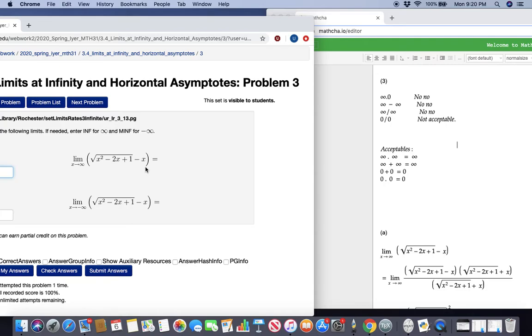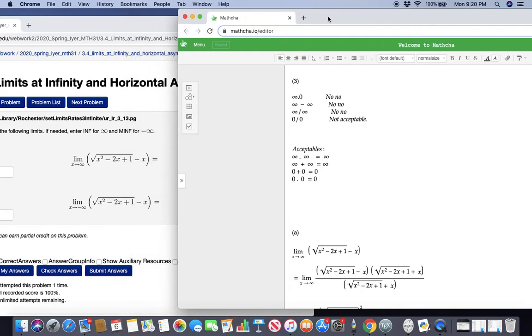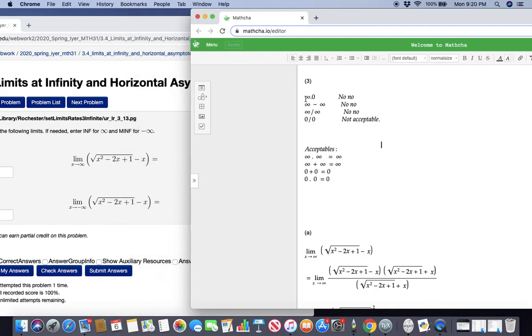We cannot say that. Let me go back and say a few things. Infinity times 0 is a big no-no. That means we don't know what its value is. So if you substitute things and you come across infinity times 0, it means you need to do some manipulations. Likewise, if you come across infinity minus infinity, that's a big no-no. You need to do some manipulations.